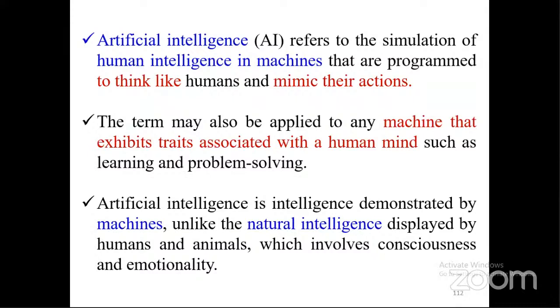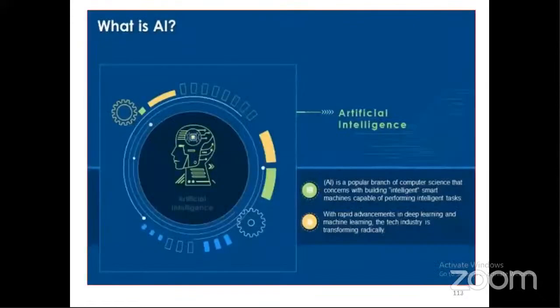Intelligence is demonstrated by machines, unlike the natural intelligence displayed by humans and animals, which involves consciousness and emotionality. See, AI is a popular branch of computer science that concerns building intelligent smart machines capable of performing intelligent tasks. With rapid advancements in deep learning and machine learning, the tech industry is transforming radically.